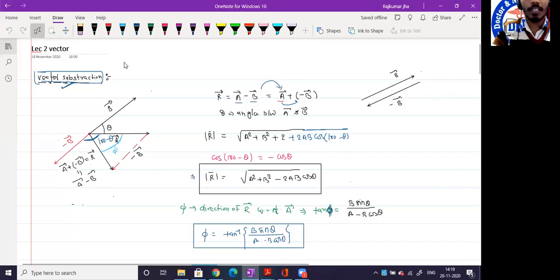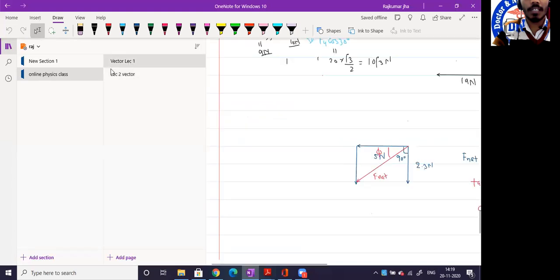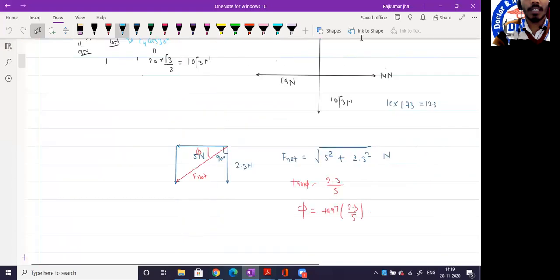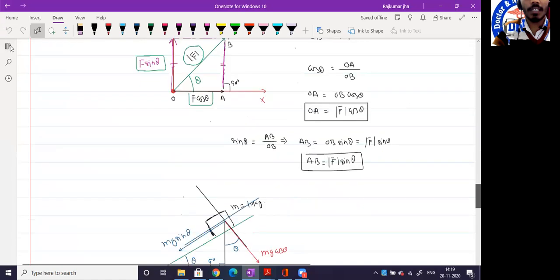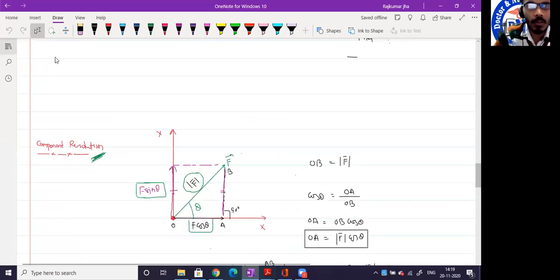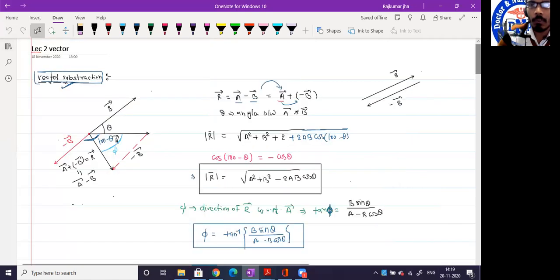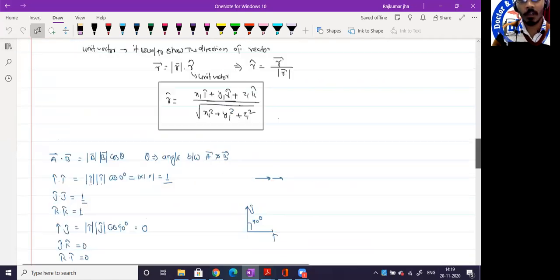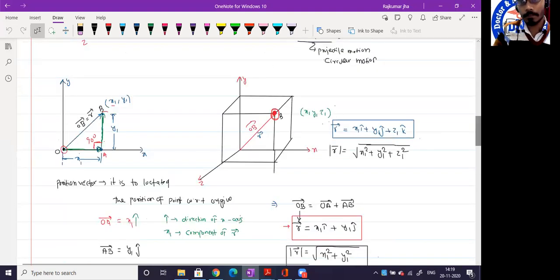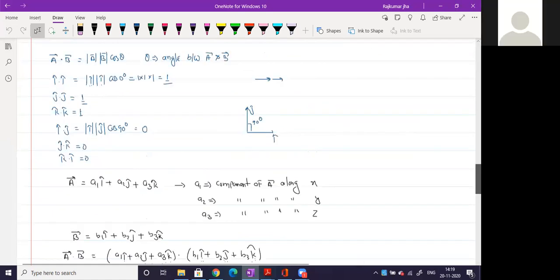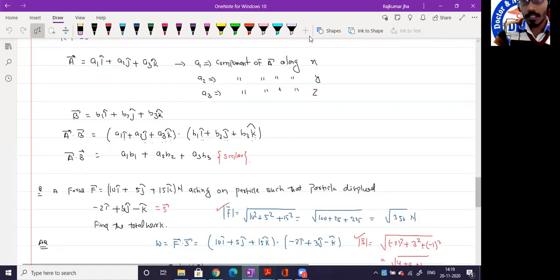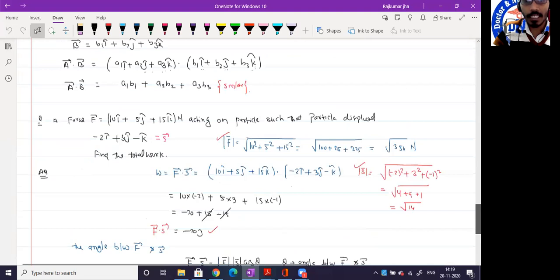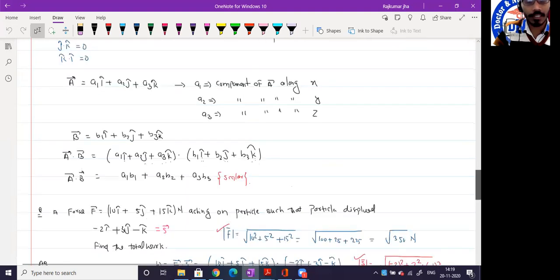In the last two lectures, I taught how to add and subtract vectors, and how to get a scalar quantity by the multiplication of two vectors. We also covered what component resolution is and what the coordinate system is. Those are the things I discussed in the last two lectures.